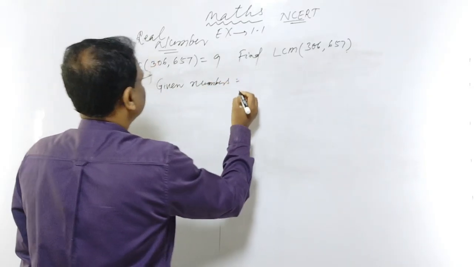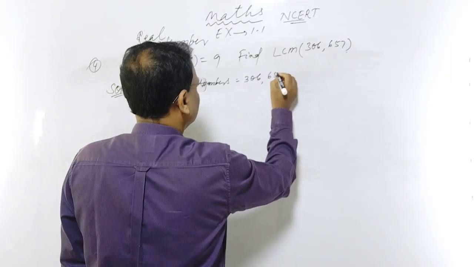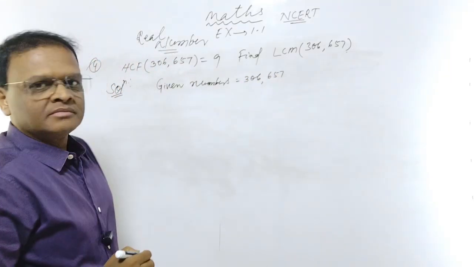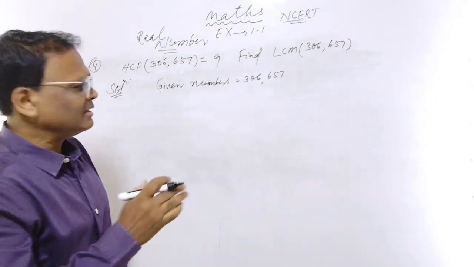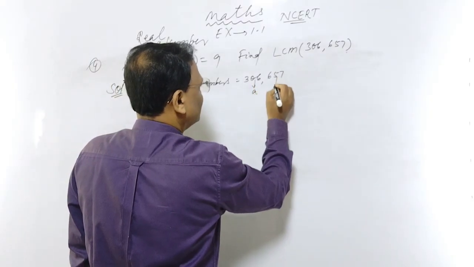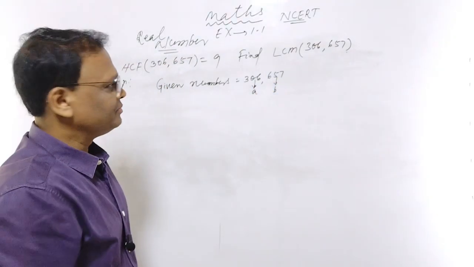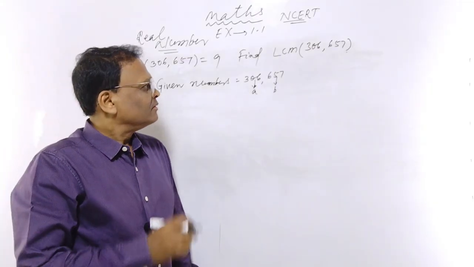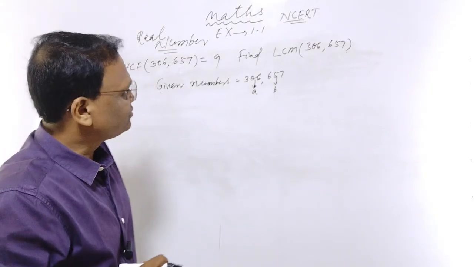What are the given numbers? 306 and 657. Okay, 306 and 657. You can consider them A and B, no problem. This one is your A and this is your B. For understanding, the first number is A, the second number is B.